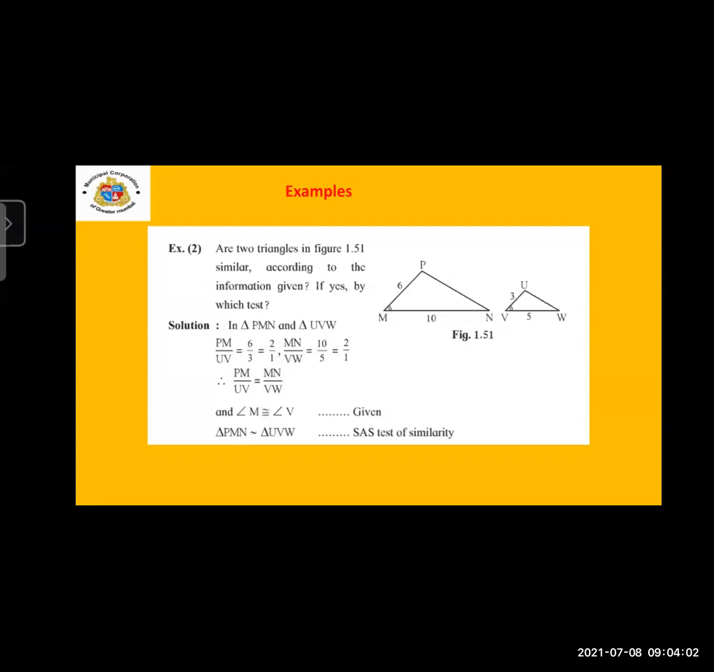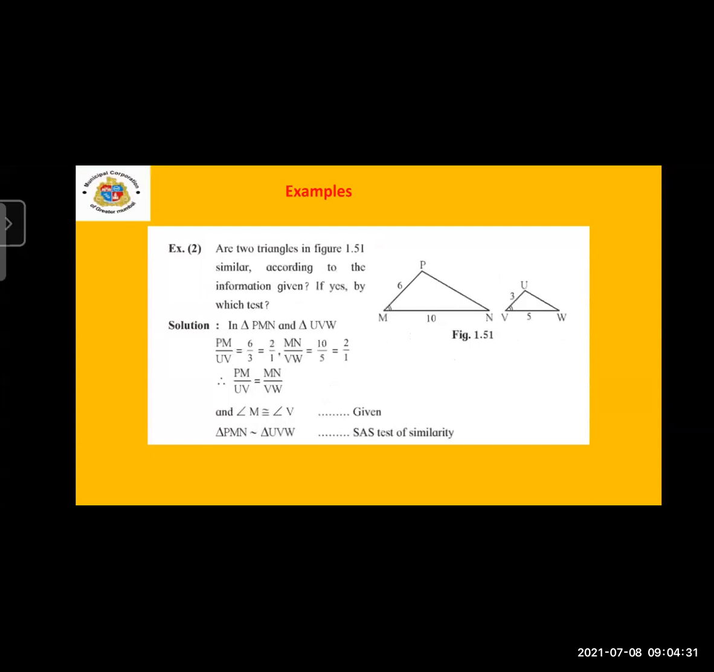First we see the figure. Two triangles are given. The first one is triangle PMN and the second one is triangle UVW. Students, two triangles are given, so one by one, we check the steps. Here we find the ratio of their corresponding sides.